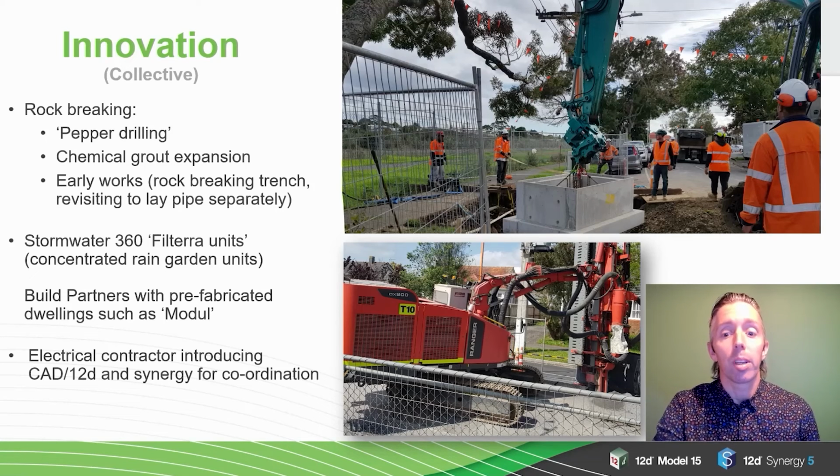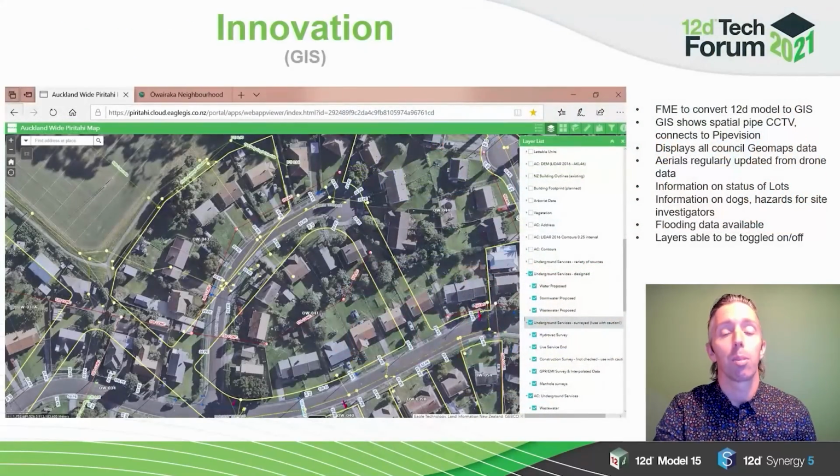And for the stormwater network, we had to provide hydrological mitigation for the collector road, and we collaborated with the team at Stormwater 360 to use their Filtera units and modify the units to have another retention unit below it. This combination was a first in New Zealand. We've also had some innovative build partners such as Module come on board who prefabricate dwellings off-site and then drop them in complete.